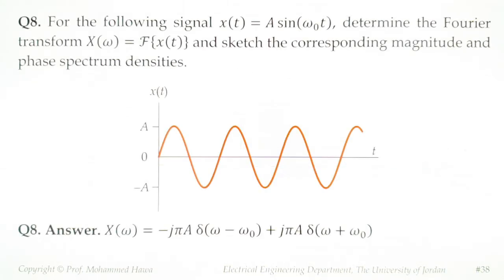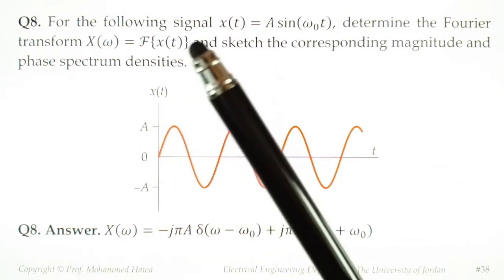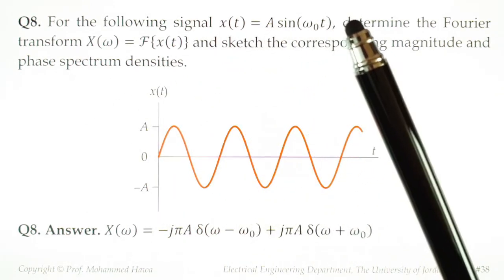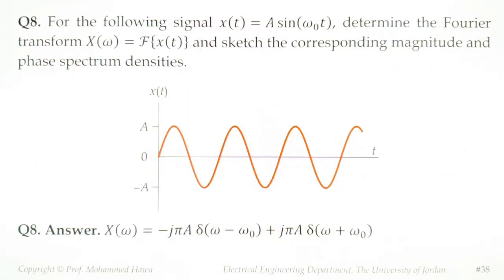Now your homework is to try the sine. What if x of t is a sine omega naught t? Determine the Fourier transform X of omega for that signal and sketch the corresponding magnitude and phase spectrum densities. What you will find out is that the answer is also two impulses, as you can see here, one located at omega naught, one at minus omega naught, but you have this extra minus j here and this extra j here. Try to find this answer using two techniques like I did. First, find Fourier series converted into Fourier transform, or use Euler's identity to find the Fourier transform.